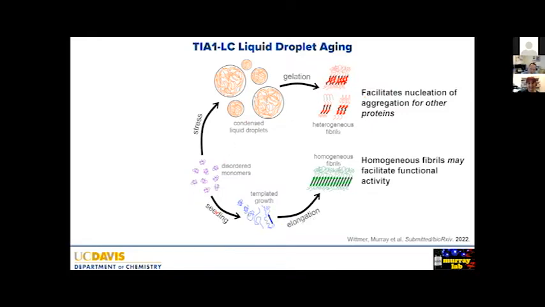And then if you look down here at the bottom, the disordered monomers could undergo a seeding process, maybe through templated growth through an endogenous seed that was proposed previously. These are allowed to elongate, maybe to limited lengths, to form homogeneous fibrils that could facilitate functional protein-protein interactions related to functional activity.